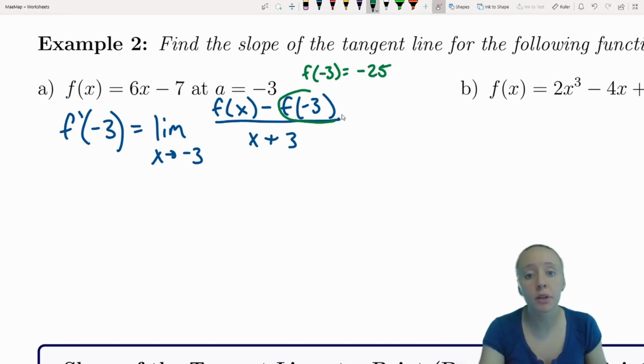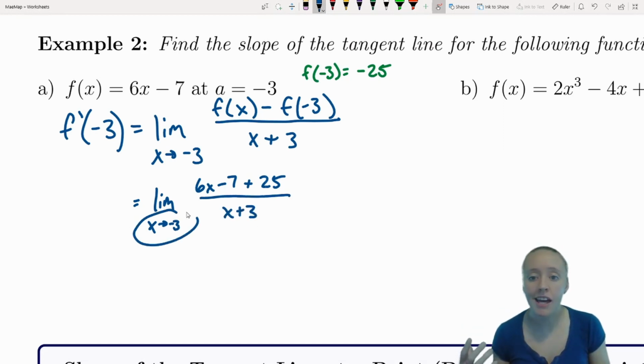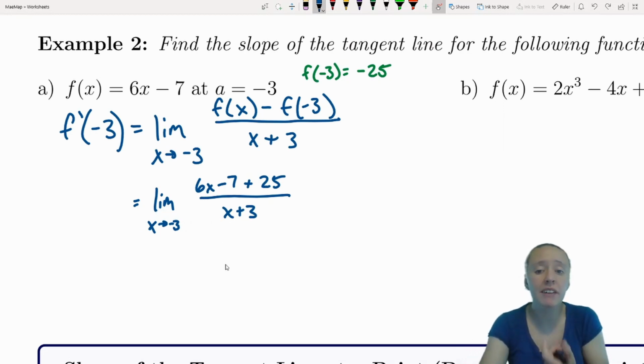So that's what I'm going to plug in for f(-3), and I'll plug my function in for f(x). So we're going to rewrite this as the limit as x approaches negative 3 of 6x minus 7 minus a negative 25. Subtracting a negative is the same as adding that positive. So let's add 25, and that's all over x plus 3. Now, we can't plug negative 3 in for x because that's going to give us a 0 in our denominator, and we do not want our function to be undefined.